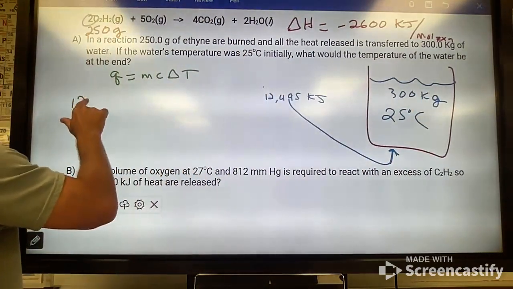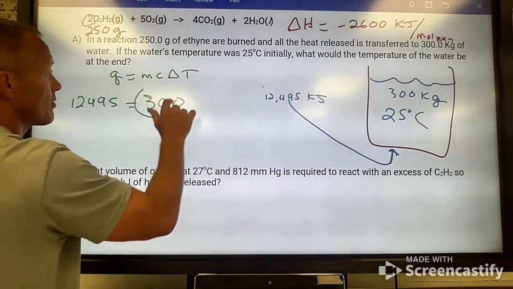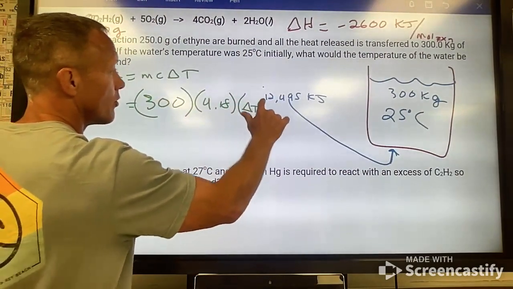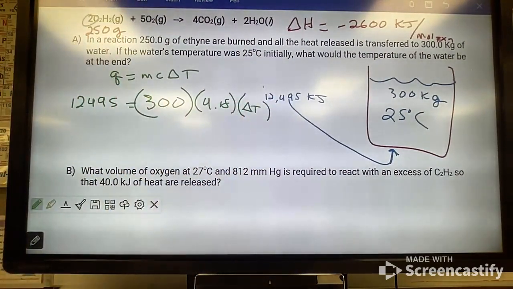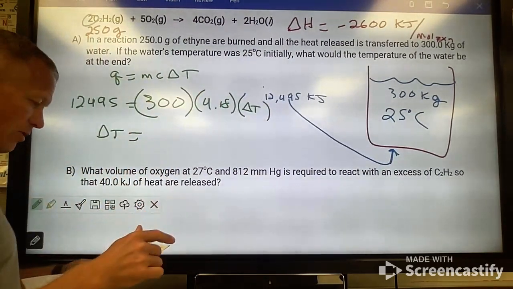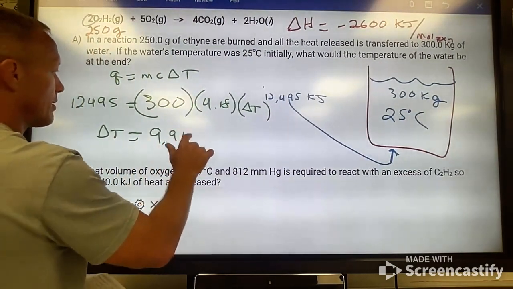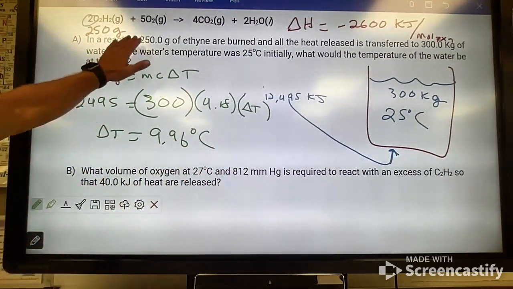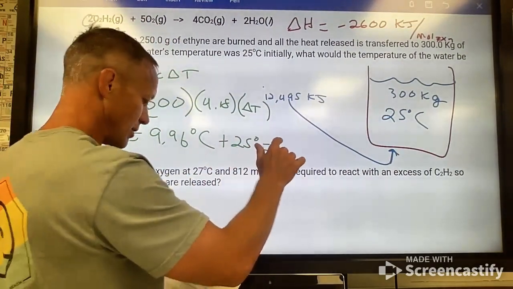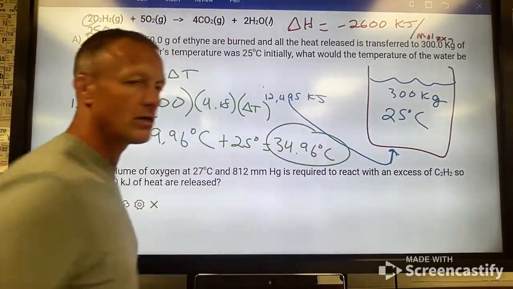So 12,495 kilojoules equals 300 kilograms times 4.18. I'm just going to go, what is the change in temperature going to be? So take this, divided by the product of those, and your change in temperature for that water is 9.96 degrees Celsius. So burning those 250 grams of ethine makes temperature go up 9.96 degrees. So add that to 25 degrees. Temperature would now be 34.96 degrees Celsius once it's done.